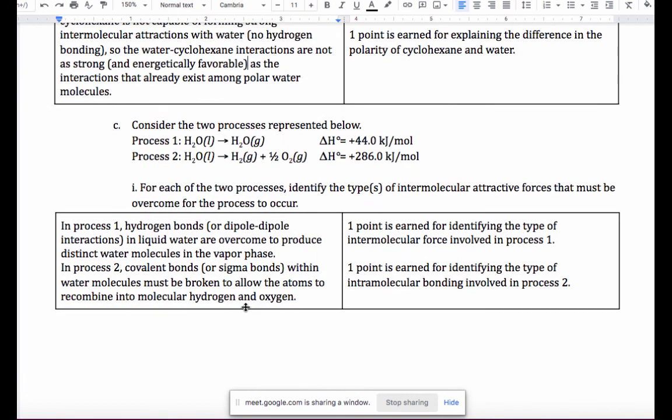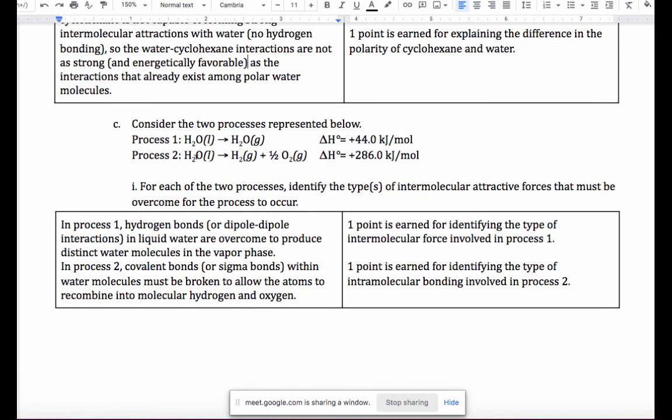In process 2, water is breaking apart into molecules. So in process 2, the covalent bonds must be broken to allow water to break apart into H2 and O2. So process 1 is hydrogen bonds, an intermolecular force. Process 2, we have to break covalent bonds. Process 2 is a chemical reaction. Process 1 is simply a phase change.